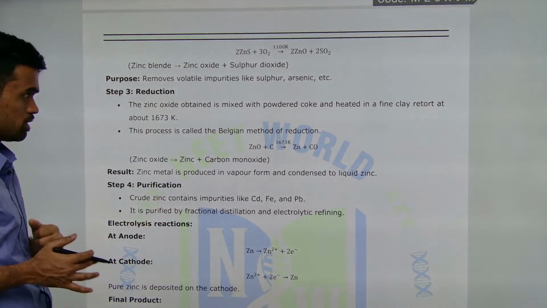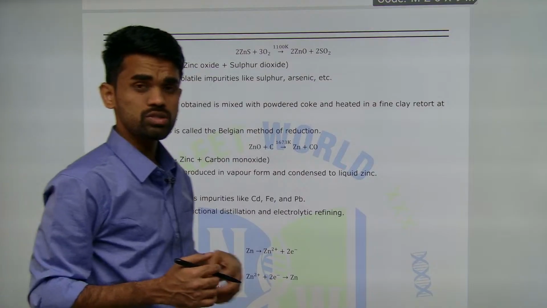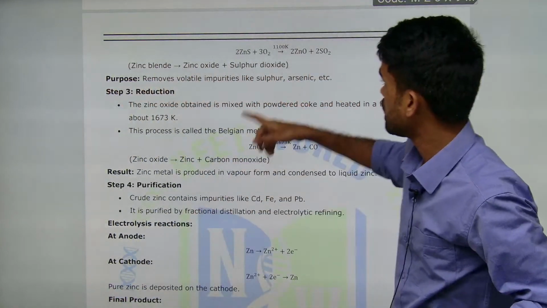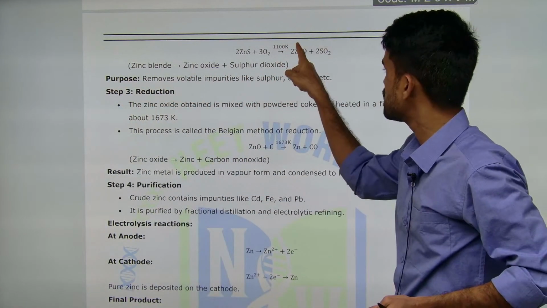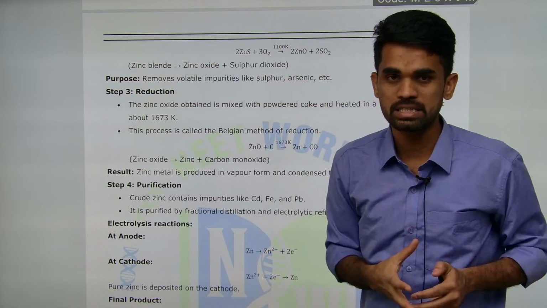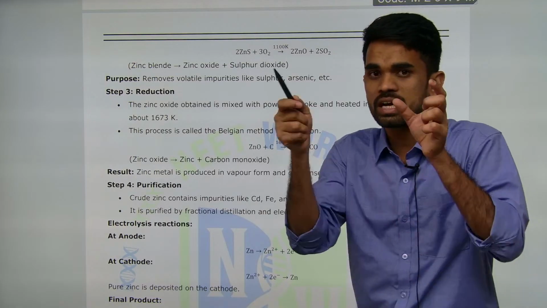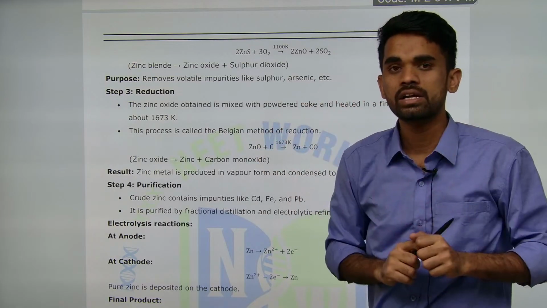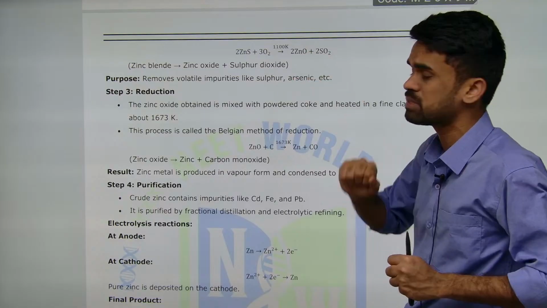The next method is reduction. What is the use of doing this reduction? In the above step, what we got is zinc oxide. But what we require is zinc metal. So zinc oxide should be converted into zinc metal. It means that oxygen must be removed from this zinc oxide, right?